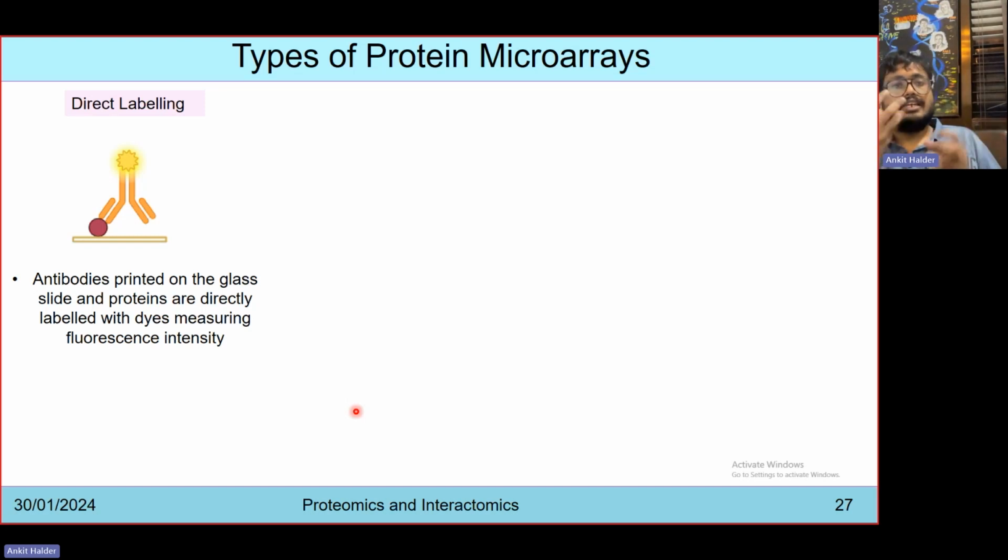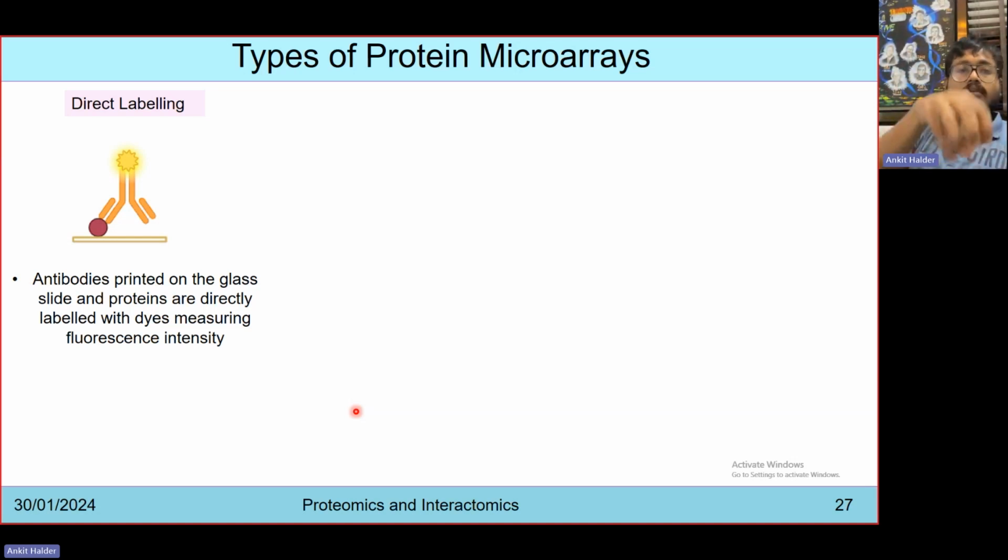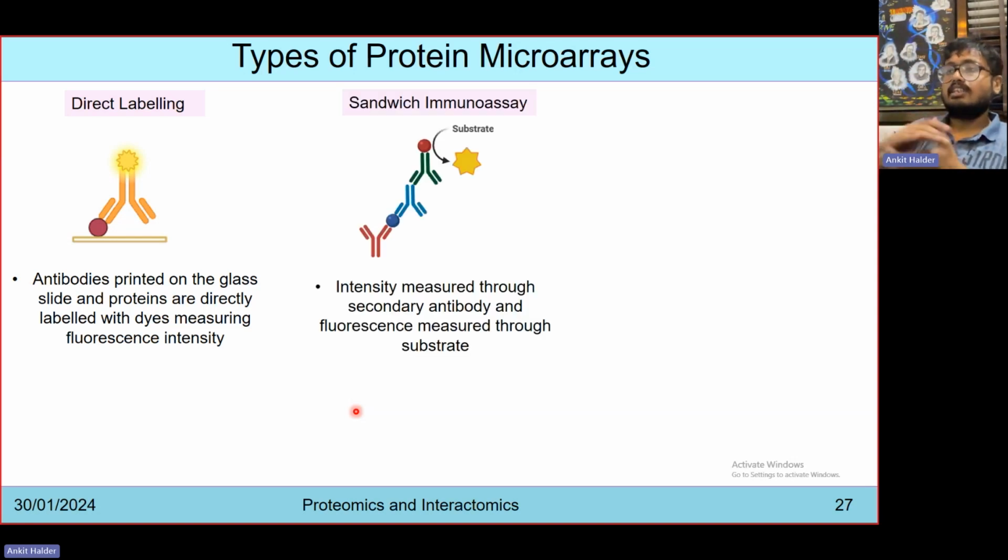What is direct labeling is that the antibodies are printed on your glass slide, that is on the chip of the microarray, and the proteins are getting directly labeled with your dyes that are measuring your fluorescence intensity. So the proteins which you are trying to identify are already labeled, and you are flowing your analyte, and where the proteins are getting matched with that antibody, interacting with the antibodies, and are giving the expression level. So that is the direct labeling.